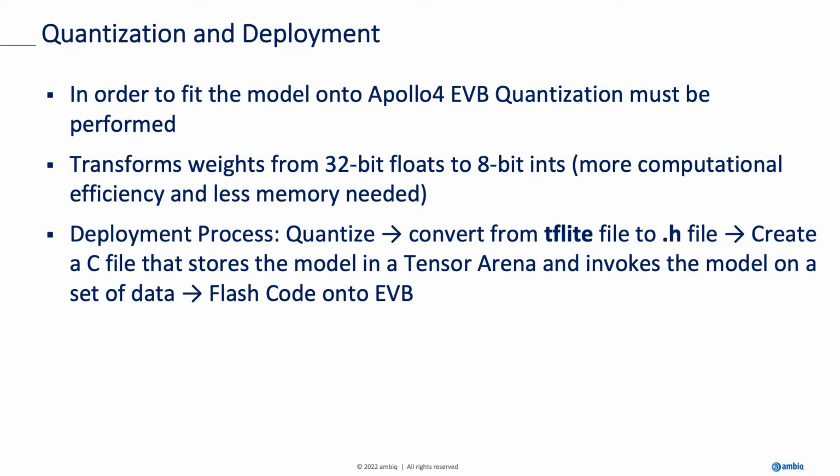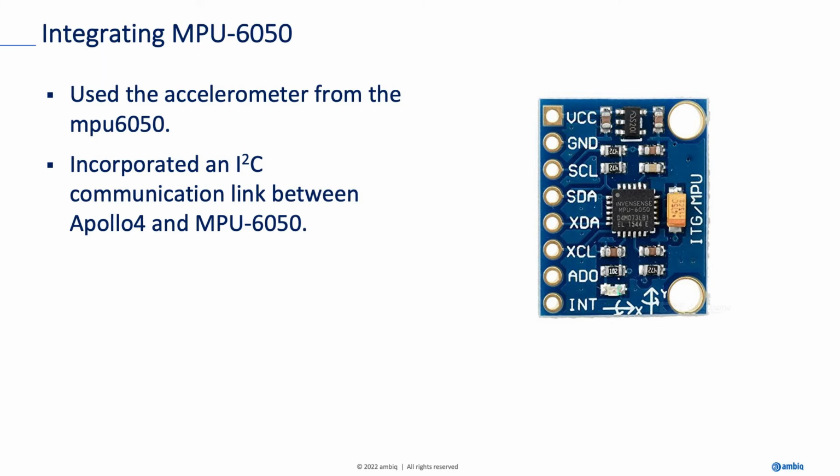The set of data that I used was just the public data set from GitHub, and then I flashed the code onto the EVB. After that, I found that my model was accurate. It was accurately predicting all the data correctly from my public data set. So the next step was to test it on live data.